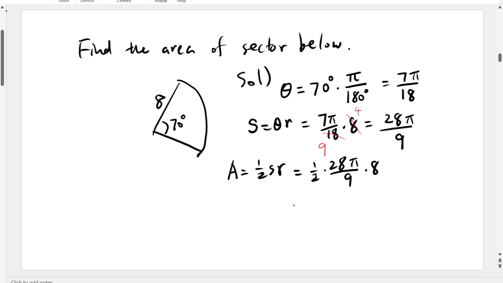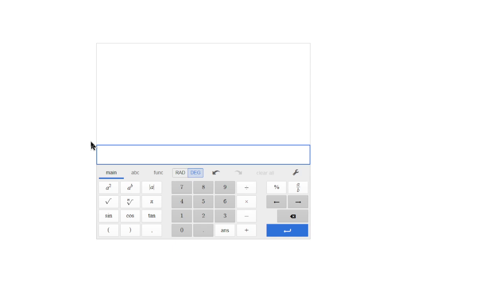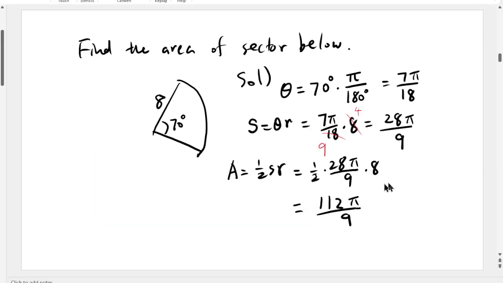Now 8 divided by 2 is 4, and 4 times 28 is 112. So 112 pi over 9. That's the answer. Now if the question is not given with any units and it's not a word problem, this is fine. But they might ask you to round off to the nearest inches or something. So let's just compute it to also get the approximate value. 112 pi divided by 9 is about 39.1. So if it was in inches, this will be square inches.